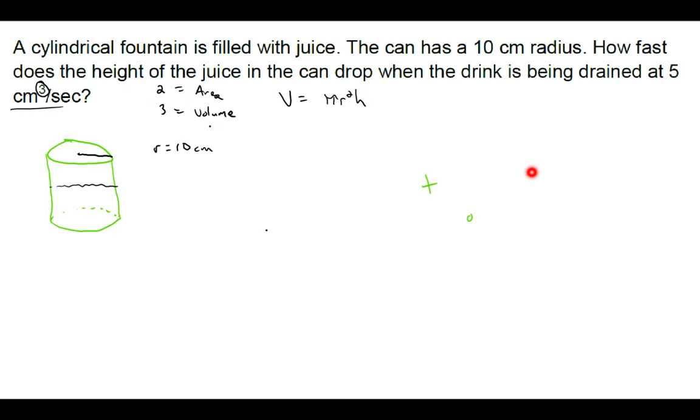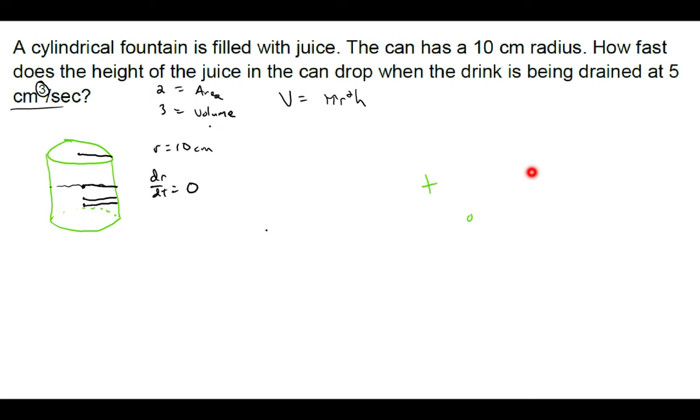Let's think about if the radius changes. Well, this is a cylinder. No matter where you move, no matter what the level of that juice is as it moves down, the radius is always going to be 10 centimeters. So the good news is dr/dt is actually going to be 0.